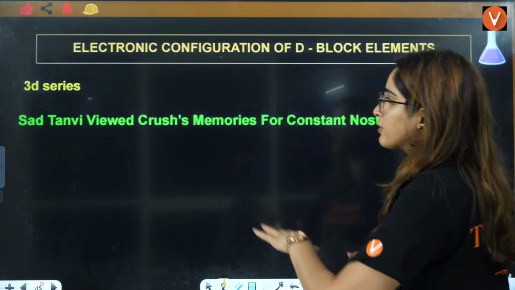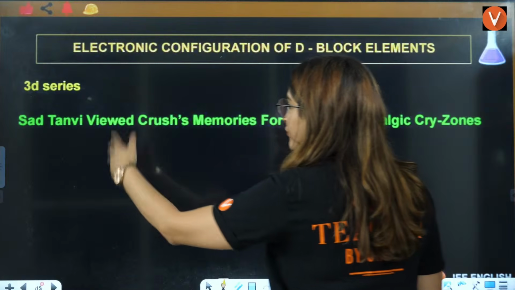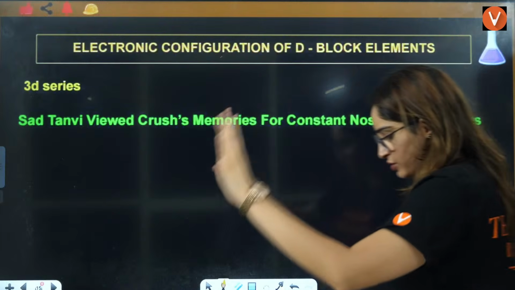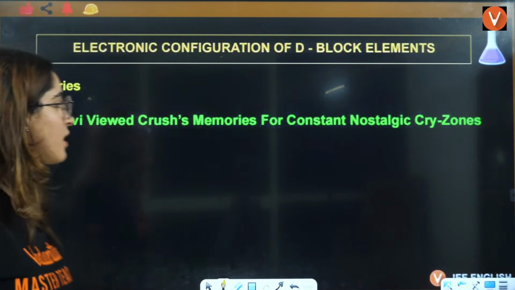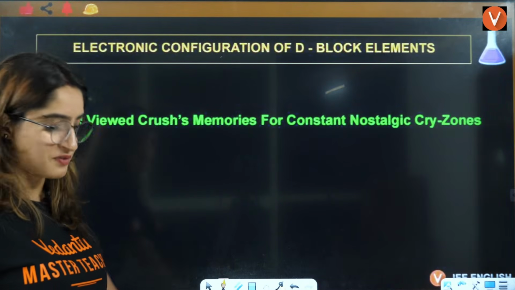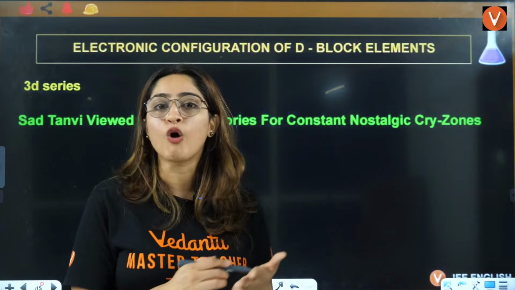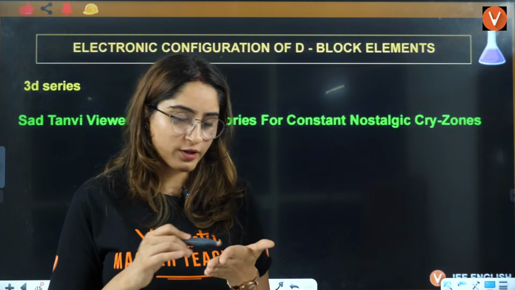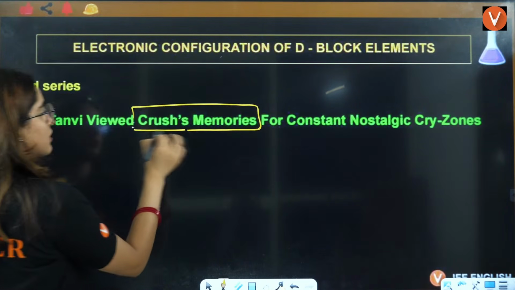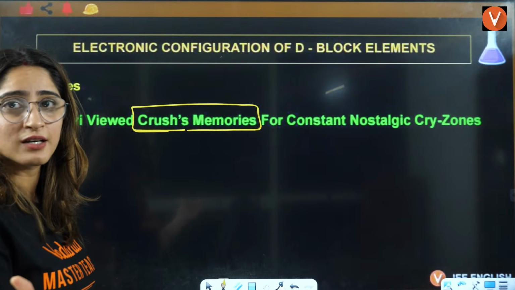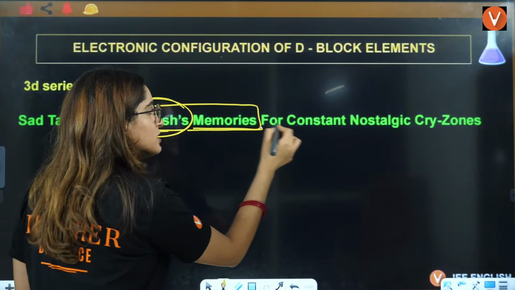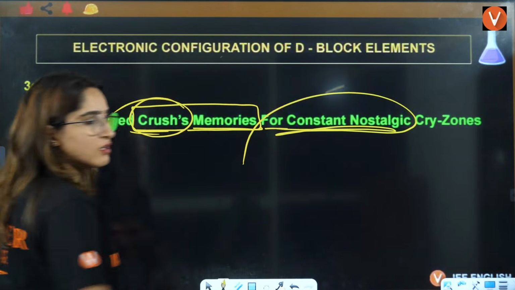Okay, so let's talk about this. Here it is: Sad Tanvi viewed crushed memories for constant nostalgic cry zones. So Tanvi was very sad. She had just gone through a breakup and didn't know what to do. She was stalking her ex, seeing what he was going through. Crushed memories, her crush. Everyone has a crush. Mine is Vicky Kaushal. So, crushed memories for constant nostalgia cry zones.